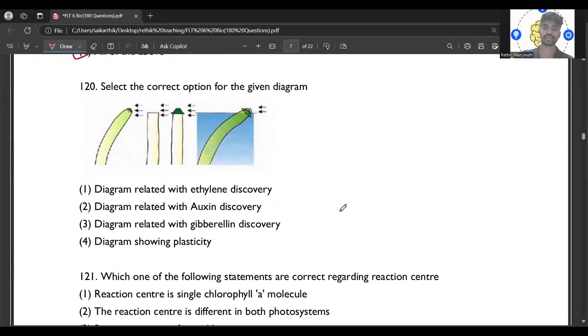So we will move on to the next topic. That is question 120, which is a diagram based question. Select the correct option for the given diagram. So this diagram is actually related to axiom discovery. The second option is correct.